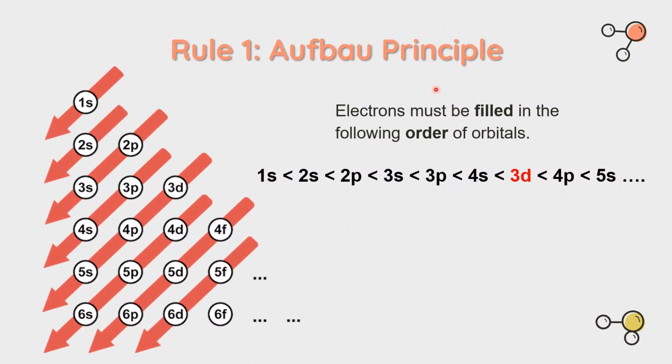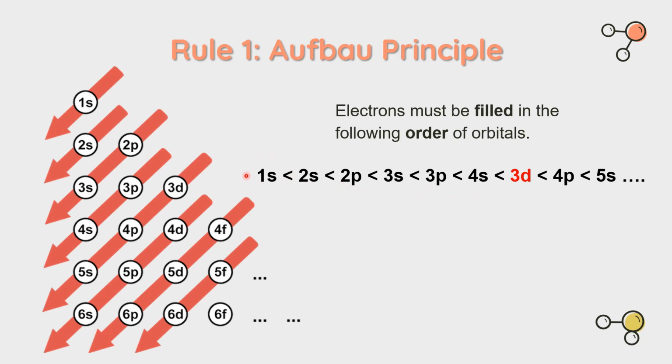According to Aufbau Principle, electrons must be filled in the following order of orbitals. So generally, we must fill electrons according to the number of the energy levels. First, you have to fill electrons completely in the first energy level. Then you have to move to the second energy level, third energy level, fourth energy level, and so on. So this is the increasing order of energy levels according to Aufbau Principle.